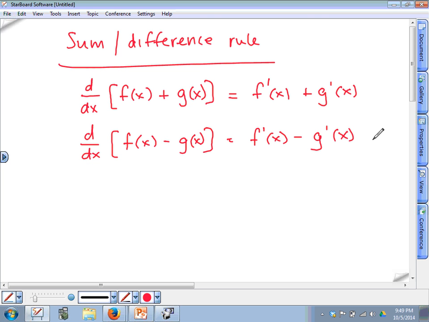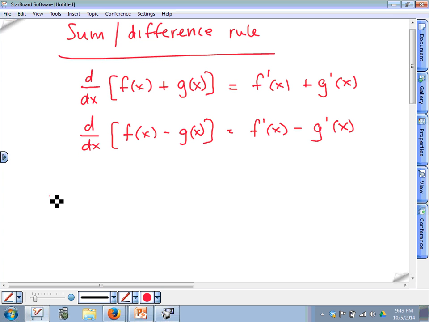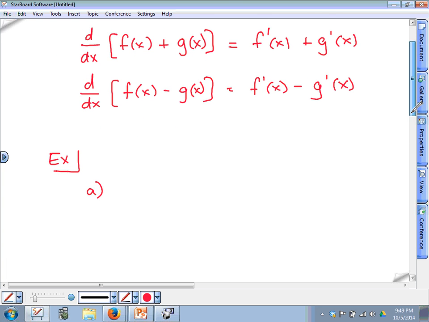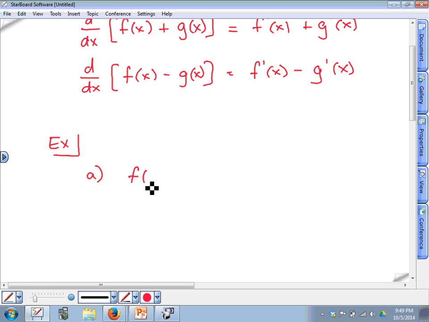You're most often going to see this rule applied to polynomials. For example, for part A, if we had the function f of x equals x to the third minus 4x plus 5, then the derivative, f prime.